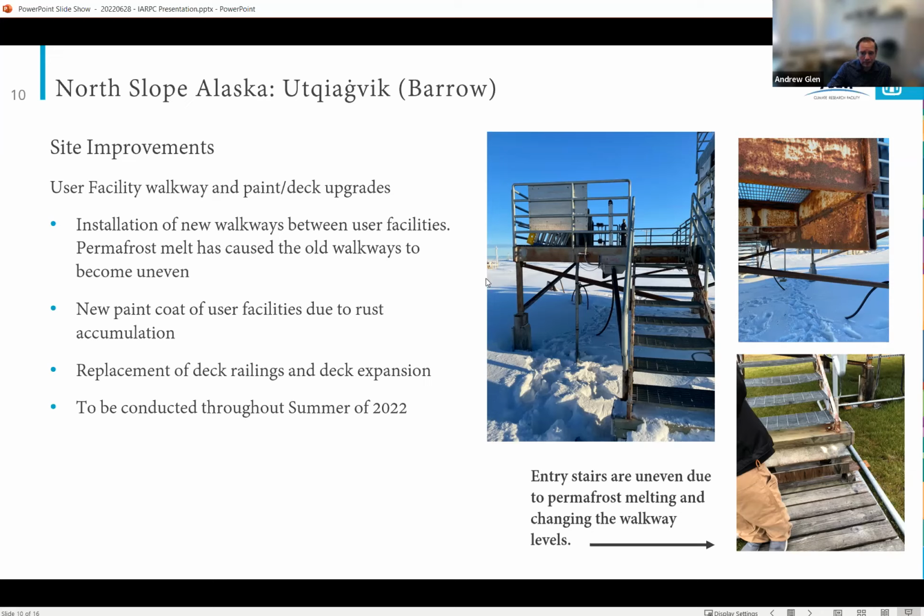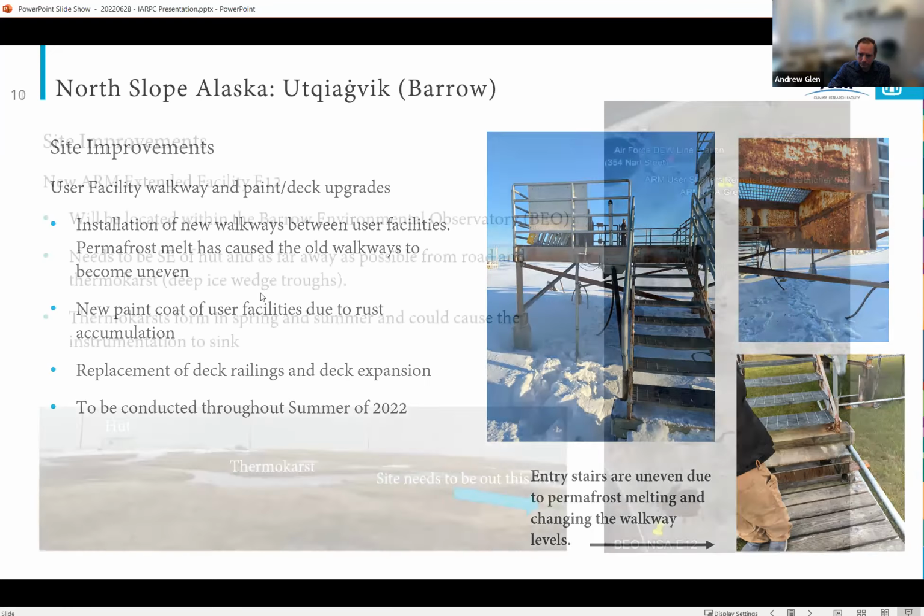And because of the nature of the land surface, there's a lot of shift in the ground surface. So we're improving the decking and other railings that are there for safety as well. So a lot of activity going on this summer.